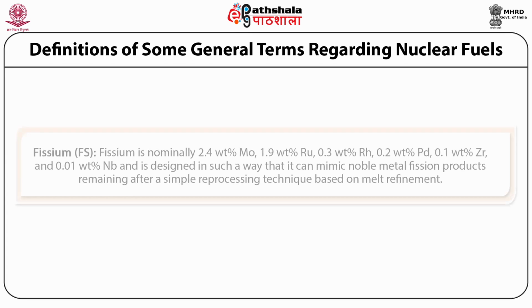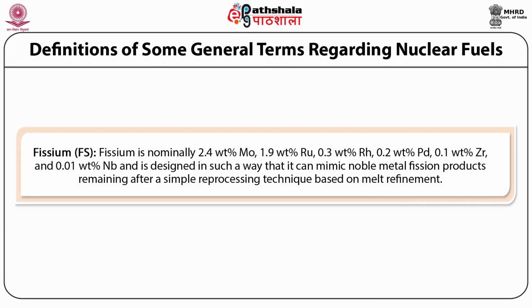Last is Fissium, or Fs. It is nominally 2.4 weight% molybdenum, 1.9 weight% Ru, 0.3 weight% Rh, 0.2 weight% palladium, 0.1 weight% zirconium, and 0.01 weight% niobium, and is designed in such a way that it can mimic noble metal fission products remaining after a simple reprocessing technique based on melt refinement.